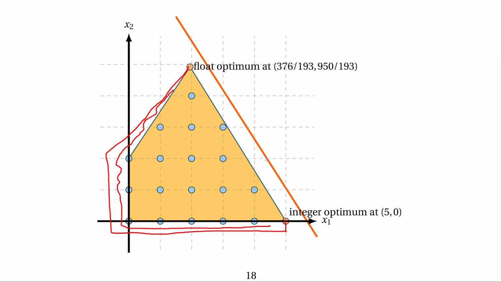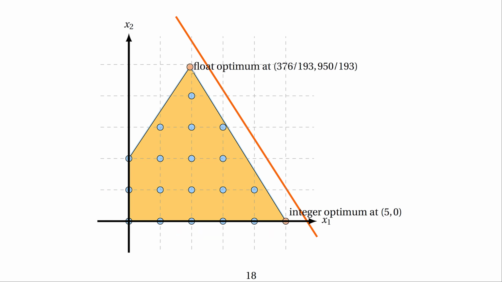Now looking at this objective function again and trying to find the maximum value, the point in the feasible set, now the real feasible set, only the blue points, where this function obtains the maximum, we will see that the integer optimum is actually down here. And to go back a few slides, we remember that the floating point optimum, or the real number optimum, was up here. This is a simple visualization of the fact that the integer optimum can be very far from the floating point optimum.